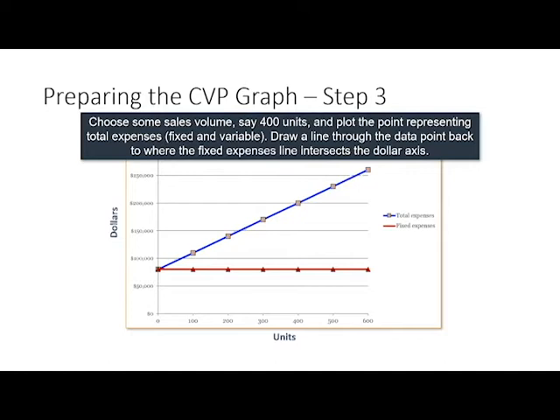Next, choose some sales volume, say 400 units, and plot the point representing total expense, fixed and variable. Draw a line through the data point back to where the fixed expense line intersects the dollar axis. So this is the total cost when the units sold are 100, 200, 300, 400, and 600. We draw the line using the points that we prepared, from the previous slides.